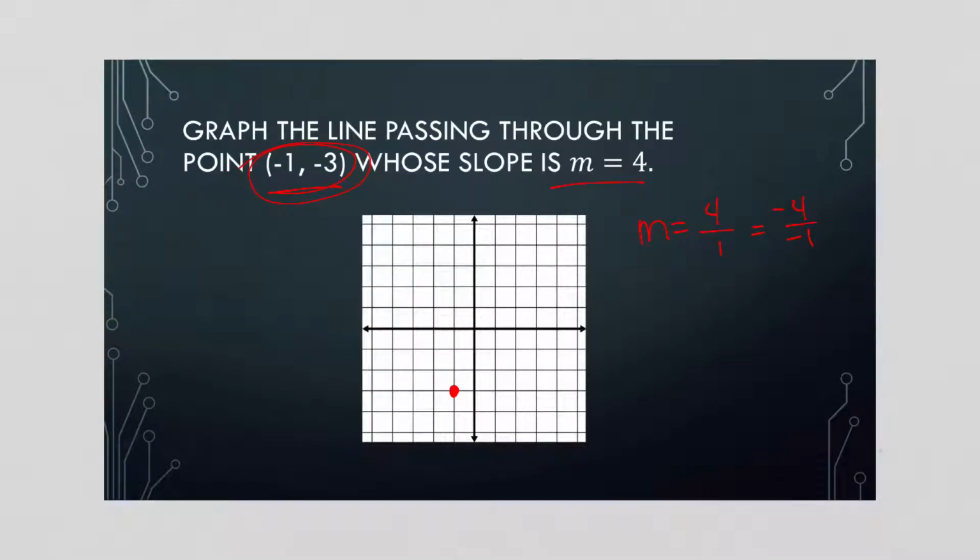From there, I want to go up 4, right 1. I can't really go down 4, left 1 because I'd fall off the graph, but I can keep going up 4, right 1 if I want. One more time, that's it. Alright, that's it. This one's done too.